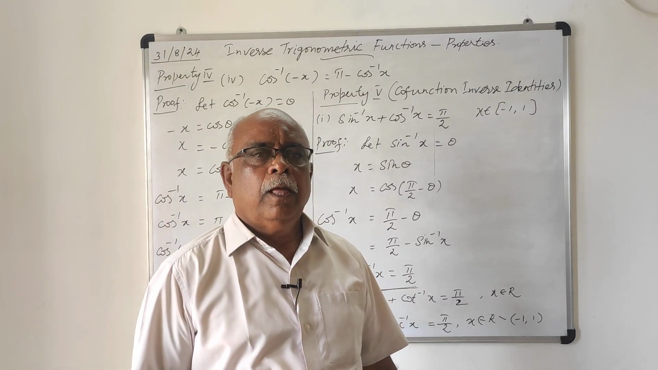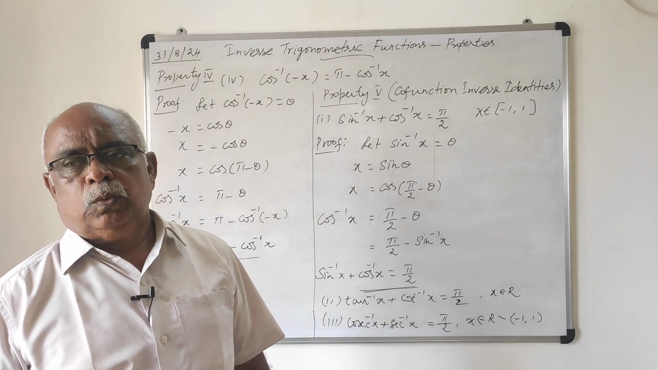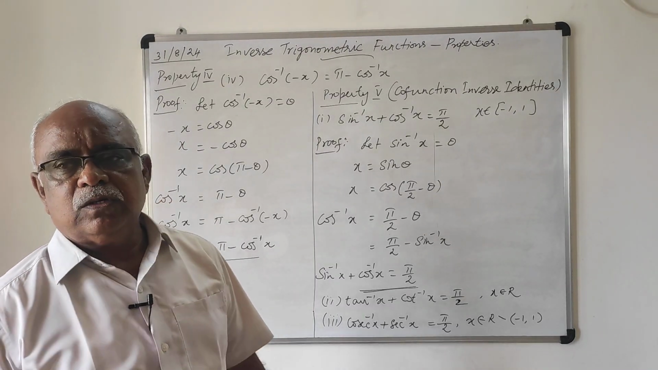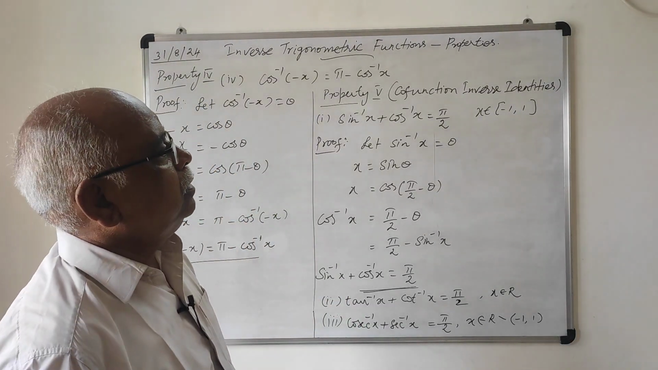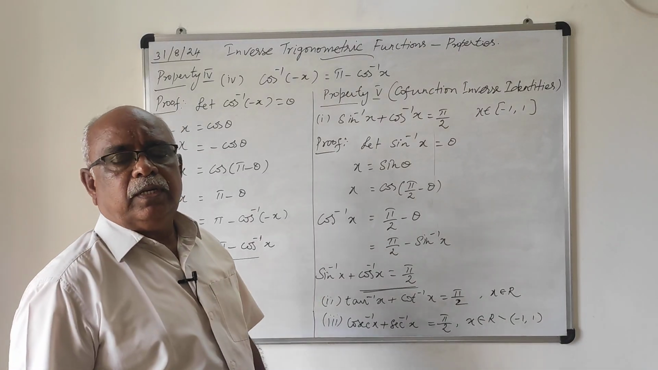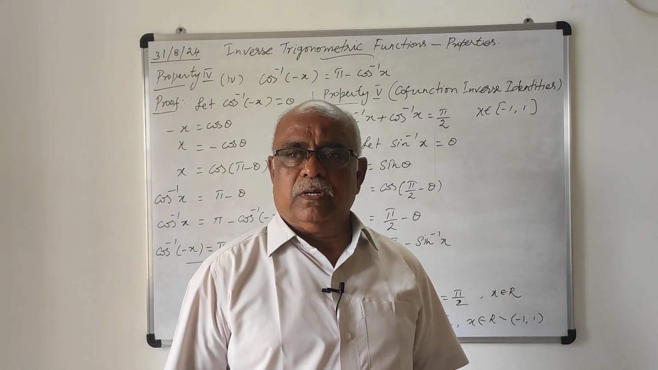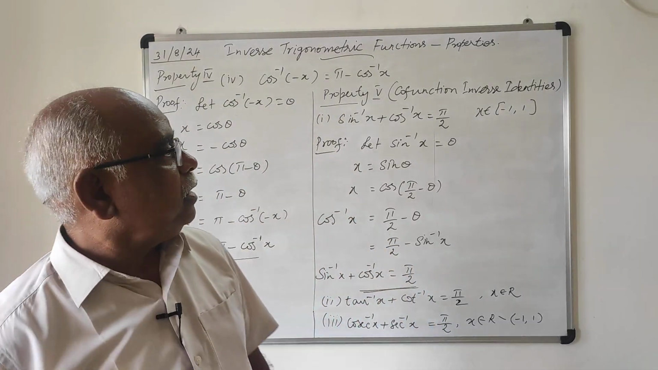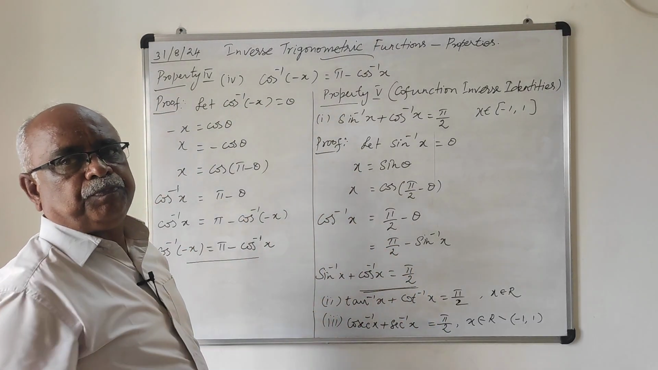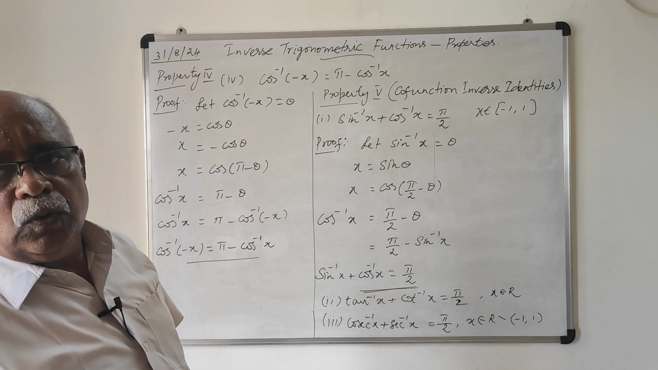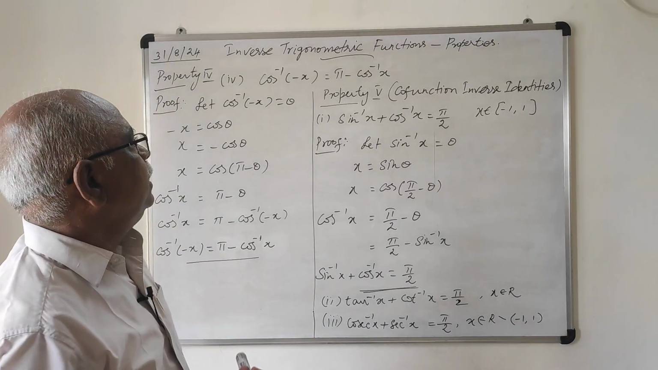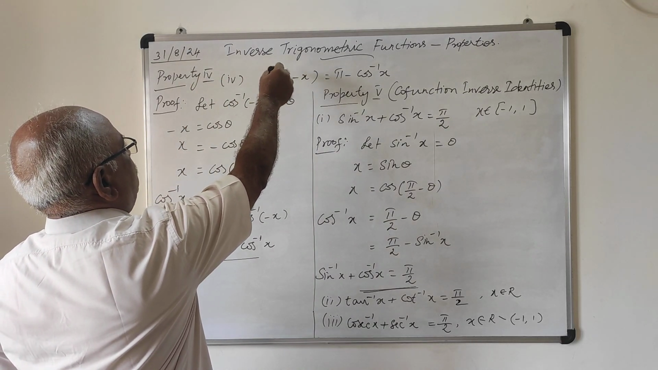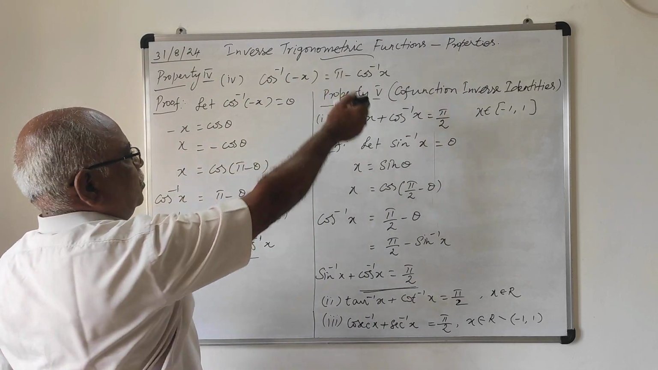Dear students, in this video also we are going to see some more properties of inverse trigonometric functions. In the previous video we have seen 4 properties of inverse trigonometric functions, and further properties we are going to see in this video. In the previous video, the 4th property, the 4th result, cos inverse of minus x equal to pi minus cos inverse of x.